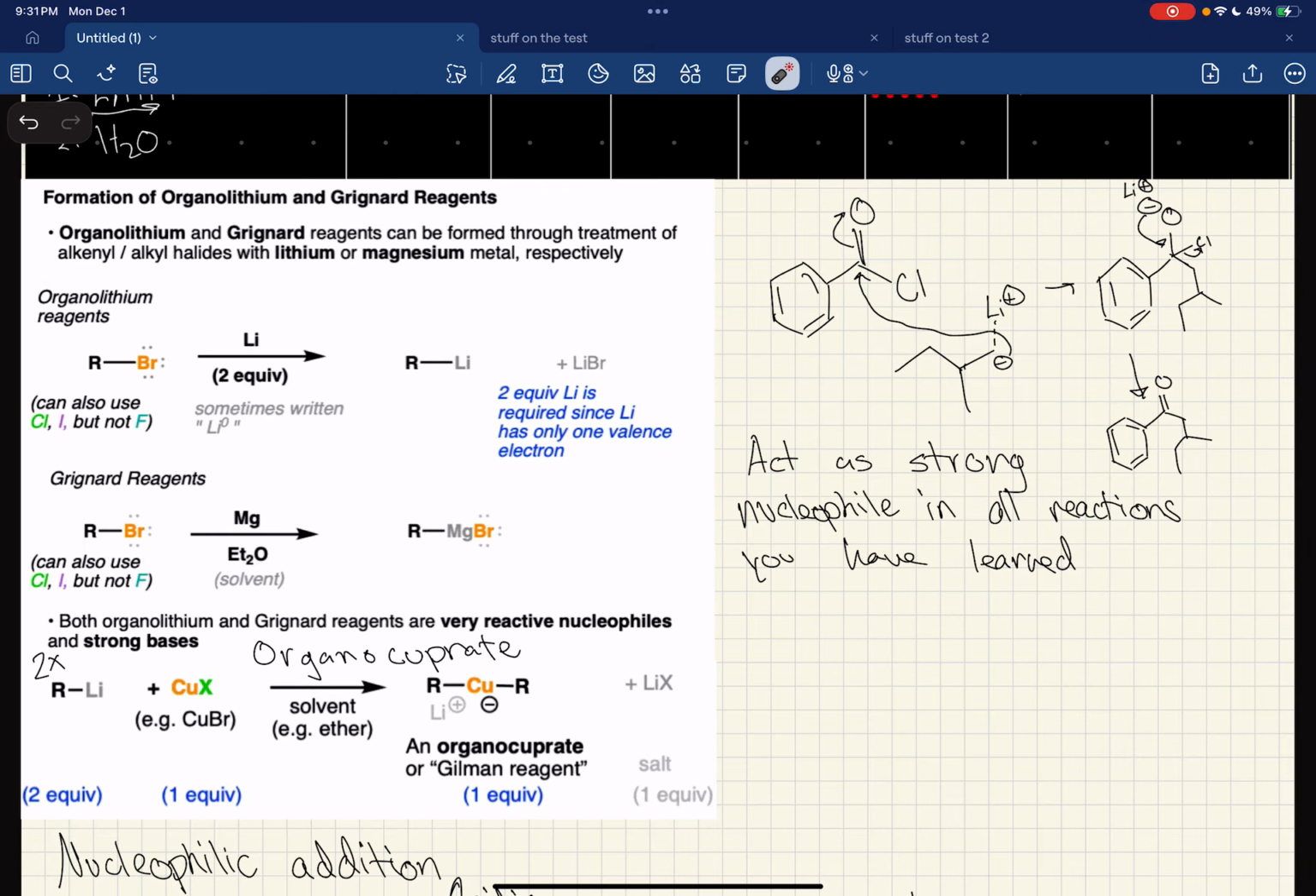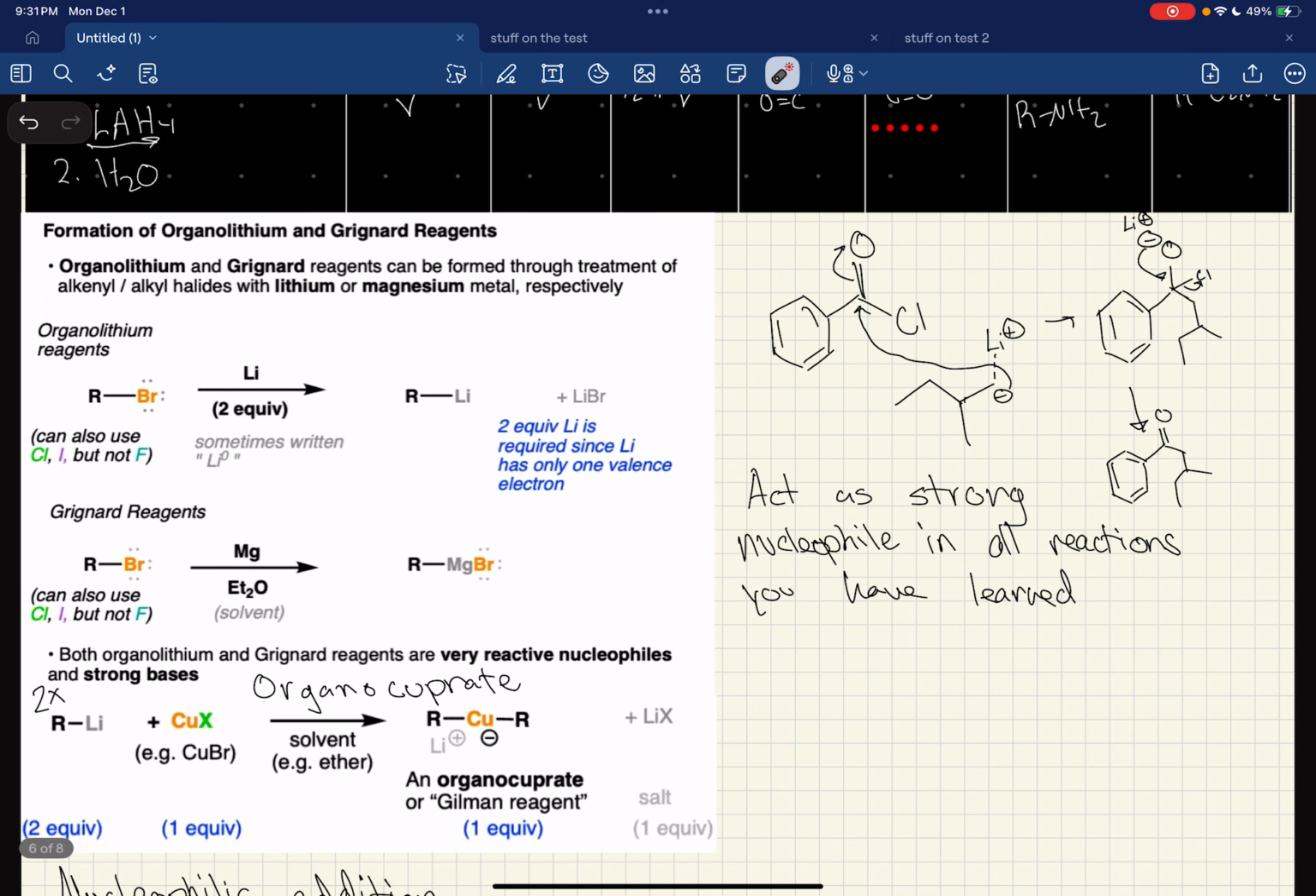All right, now the reagents for the formation of organometallics: the Grignard, organolithium, and organocuprate. Understand how they react as nucleophiles with carbonyl compounds. All right, so organolithium is right here.